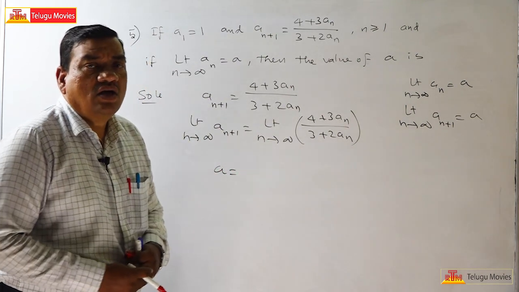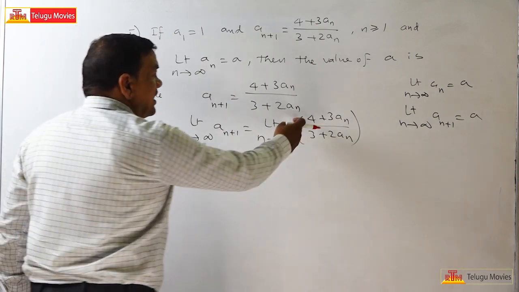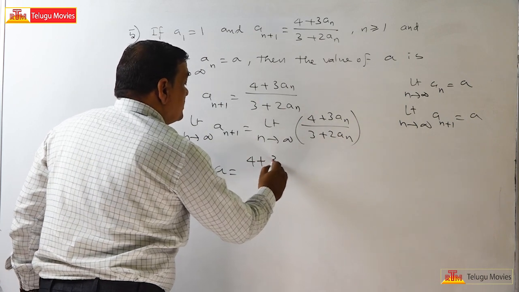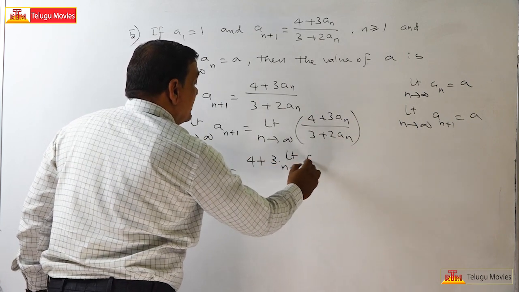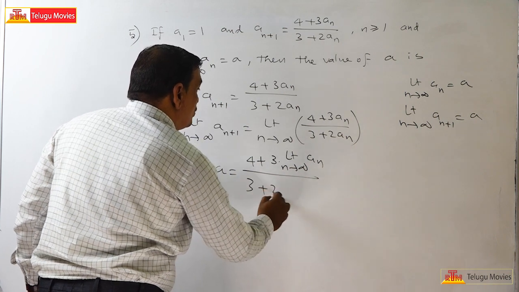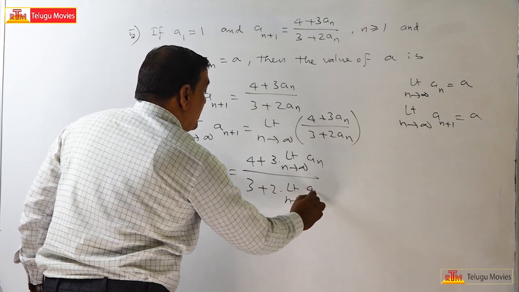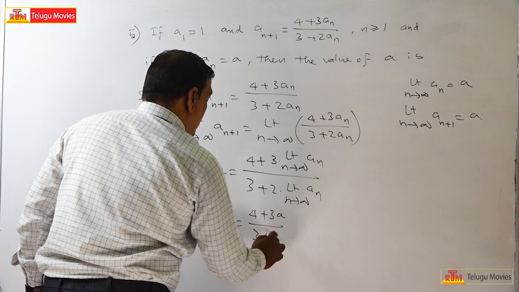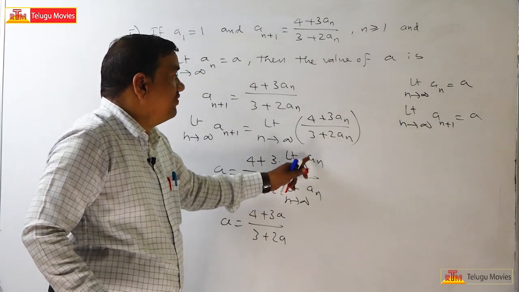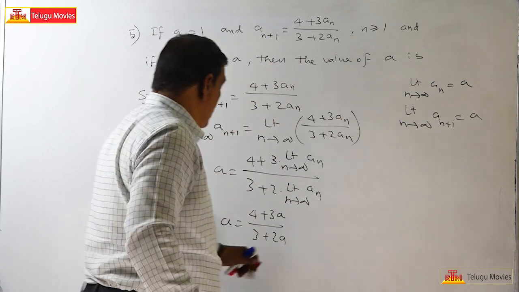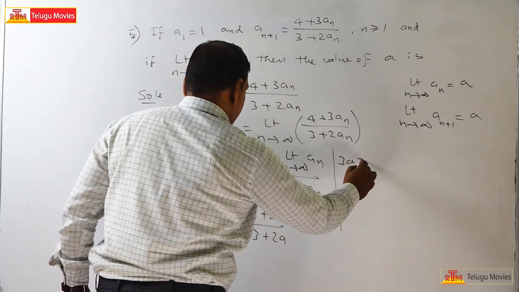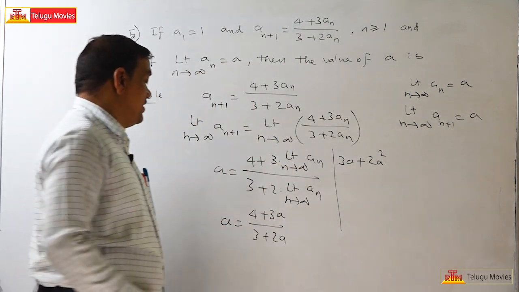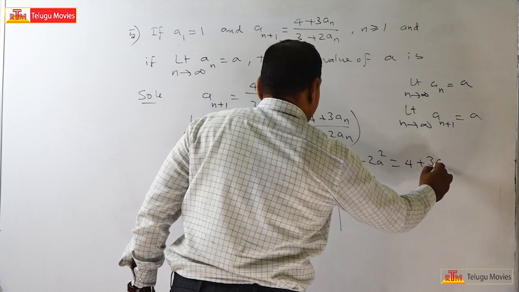Now, we will apply the properties of limits here. We can apply limit n tends to infinity for the first term, the second term, and the denominator also. 4 plus 3 into limit n tends to infinity, an, by 3 plus 2 into limit n tends to infinity, an. So, this gives a is equal to 4 plus 3a by 3 plus 2a. Why? Because limit n tends to infinity, an is equal to a. Okay, now? Let us do the cross multiplication here. 3a plus 2a square is equal to 4 plus 3a.